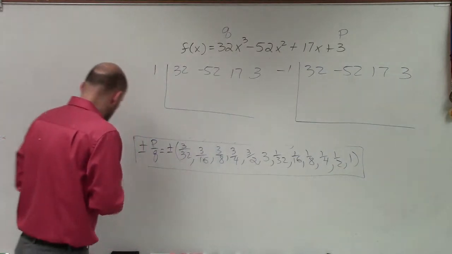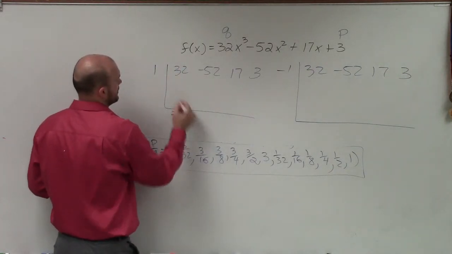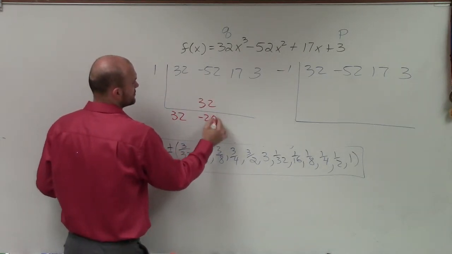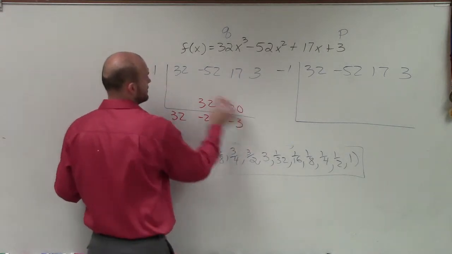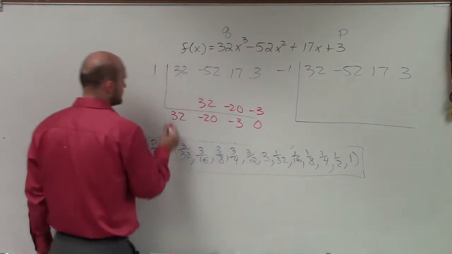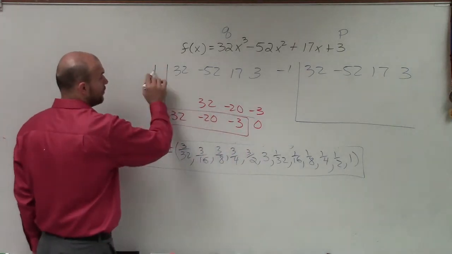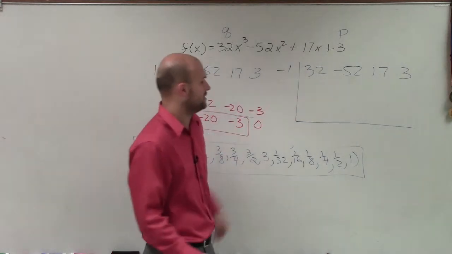So now we do synthetic division. Bring down the 32. 32 times 1 is 32. That's going to be a negative 20, negative 20, negative 3, negative 3 becomes a 0. So yes, 1 is actually now a factor, right? And that's very cool. Let's see if negative 1 is a 0.